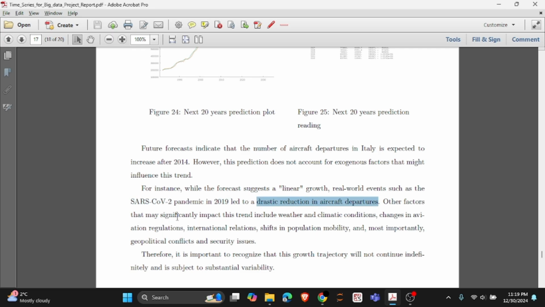Other factors may significantly impact this trend, including weather, climatic conditions, changes in aviation regulation, international relations, shifts in political mobility, and most importantly, geopolitical conflicts and security issues, which might hinder this graph. So therefore, it is important to recognize that the growth trajectory will not continue indefinitely and is subject to substantial variability.